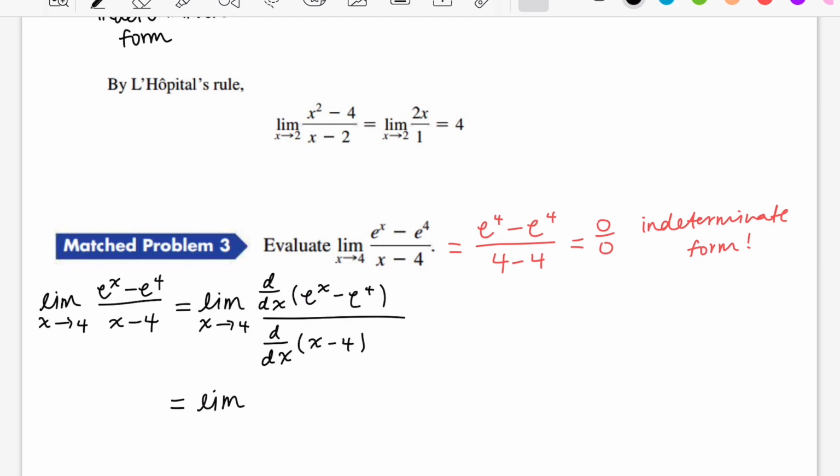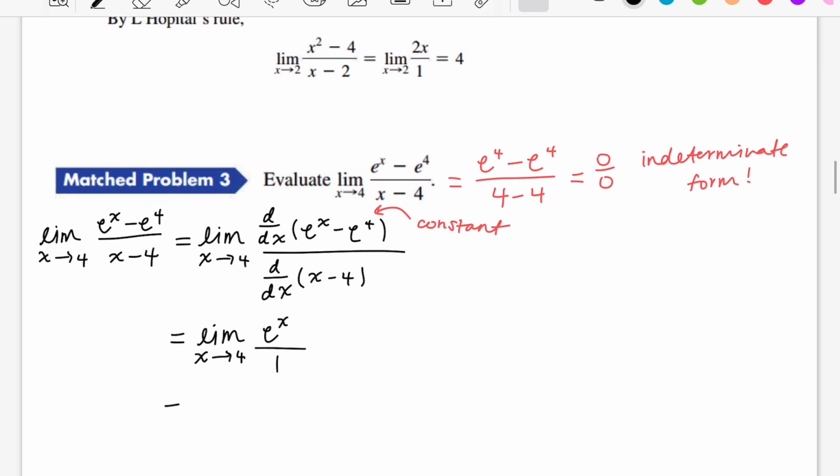So we'll evaluate the derivatives. Be careful with this one because e to the power 4 is just a constant here. So the derivative of that guy is 0. And so we'll get e to the x on the top. And then in this case, we know the derivative of this is just going to be 1. Alright, so then we get e to the 4 over 1, which is just e to the power 4. So that is our limit of this guy as x approaches 4.